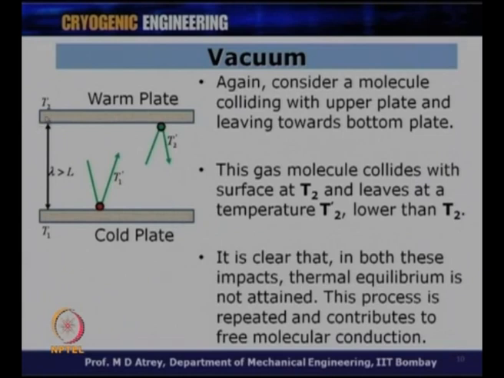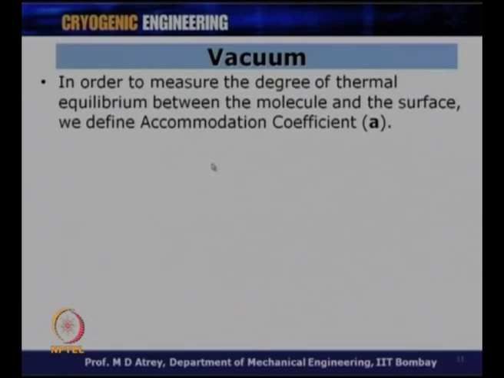As long as the temperature of the warm plate is maintained at T2, and as long as the temperature of the cold plate is maintained at T1, this process will get repeated. The molecule will leave the cold plate at T1 dash, the molecule will leave the warm plate at T2 dash, but the heat transfer would happen in this manner. What is important to understand is why this happens and who is responsible for that.